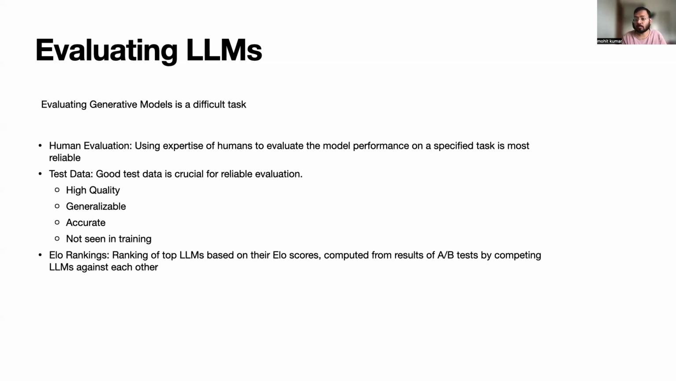And there are also some famous rankings which are more standard, like these ELO rankings, where top LLMs are scored based on ELO scores, which come from A/B tests by competing LLMs against each other. You can look at it every time new models come. They do these rankings, and there's a leaderboard which is maintained, and it's based on various tasks like reasoning, text generation, and translation. All these things you can compute it on.